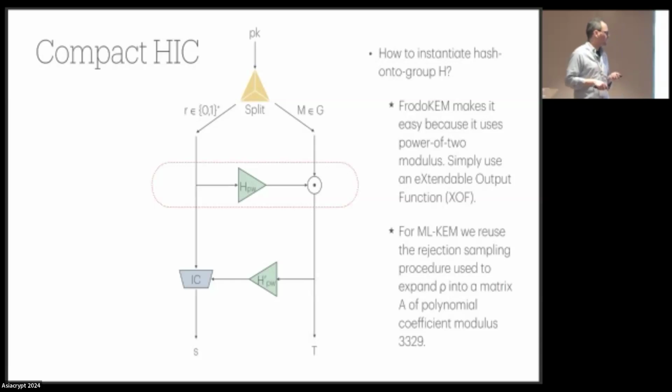But when we look at Kyber ML-KEM, it's not so easy, because now we have elements modulo these coefficients, and as we've seen, this modulus is not a power of 2. So we instantiate this with the same rejection sampling procedure that is used by ML-KEM to sample the secret key public key pair at the beginning. We use the same rejection sampling procedure to map elements here to elements here.